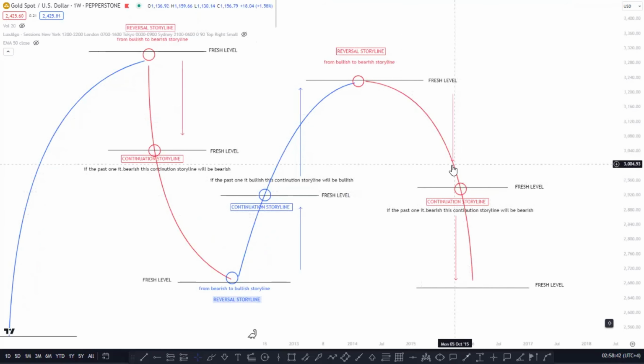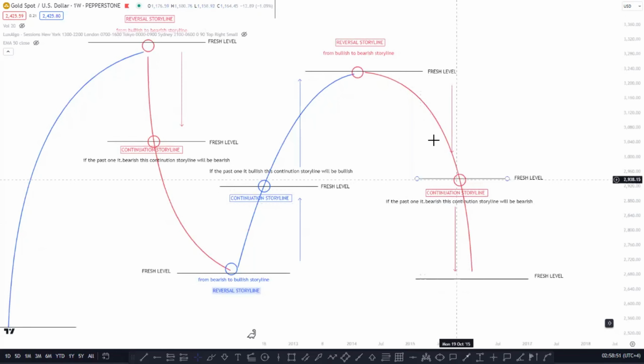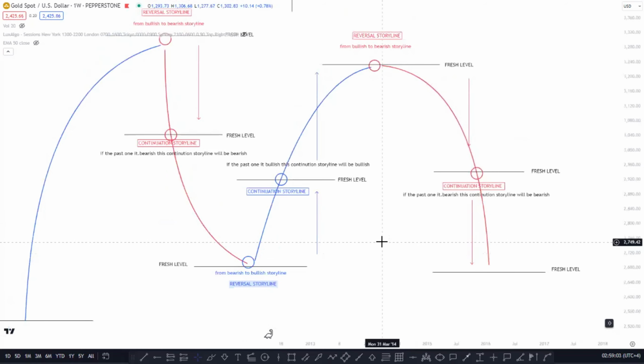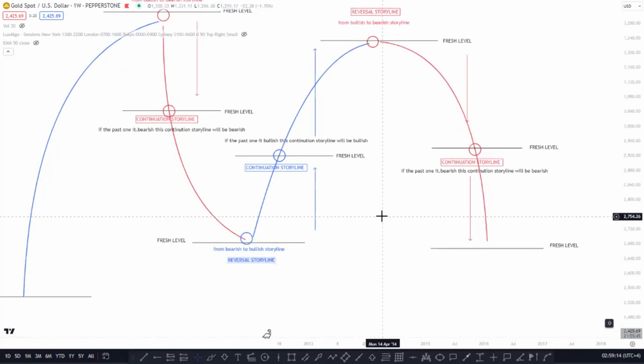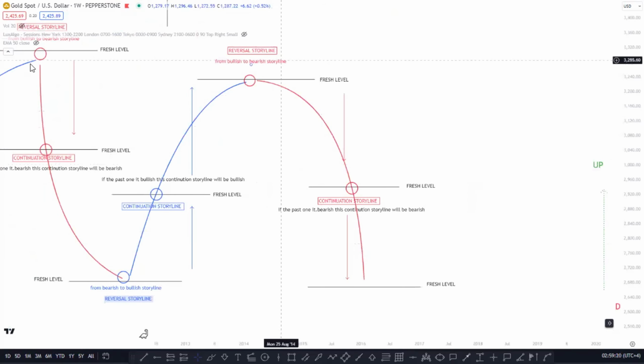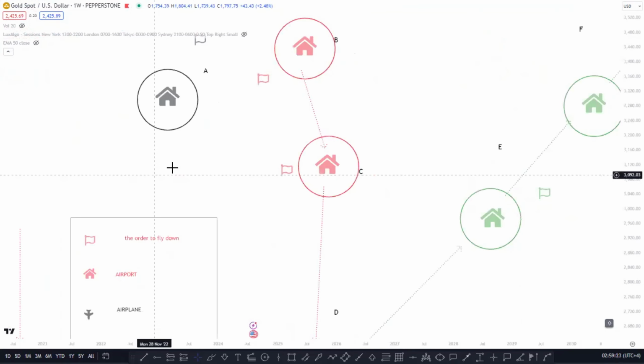By keeping breaking bearish, the new continuation bearish storyline started. If the past one is bearish, this continuation storyline will be bearish also until the price reaches the next levels below. Okay, just remember this. Continuation storylines don't happen often, but when they do, we can take advantage of them and make more setups. Okay. So let's see another example explaining this cycle of the storyline with another analogy.